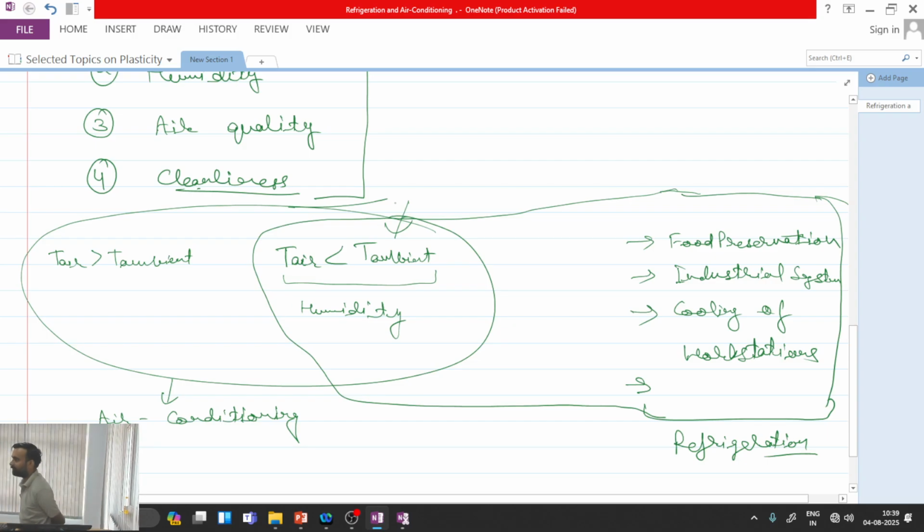Is this point clear? This particular zone is nothing but the intersection of refrigeration and air conditioning, because refrigeration is not only limited to conditioning of the air. Refrigeration has plenty of other applications. For example, if you go to your supermarket, you will find some frozen peas. All these are actually frozen. Why are these frozen? So that you can preserve the food for a longer duration.